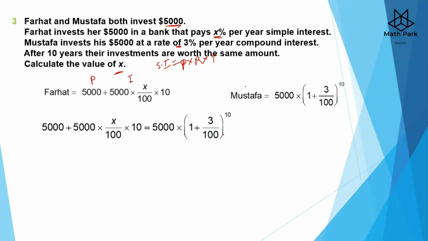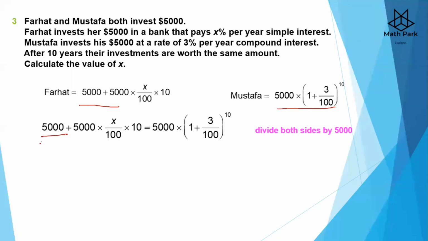Let us simplify. The amount that Farhat gets is equal to the amount that Mustafa gets. So equating, we get this equation. Now let us simplify. Divide both sides by 5,000. When we divide both sides by 5,000, each term is divided, so this 5,000 upon 5,000 is going to get cancelled.